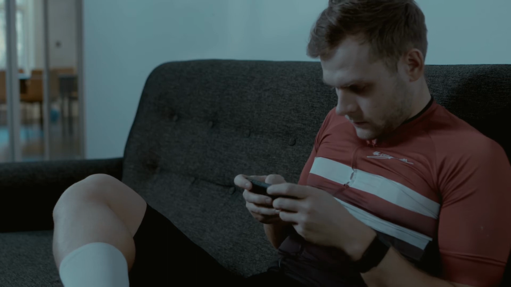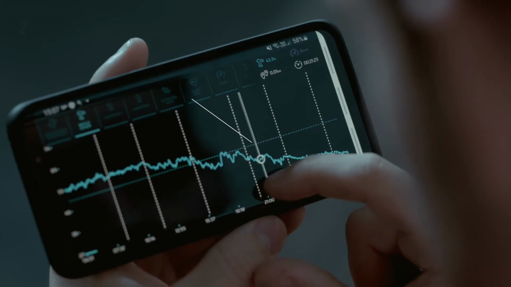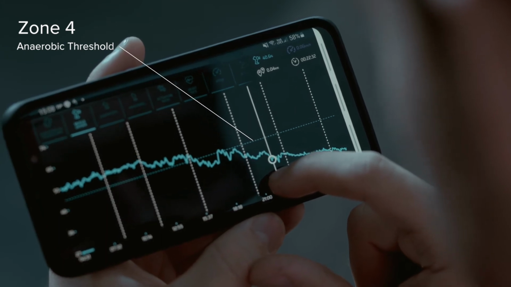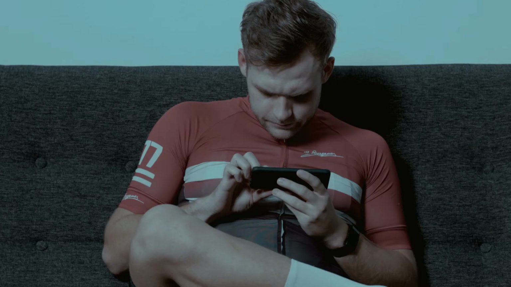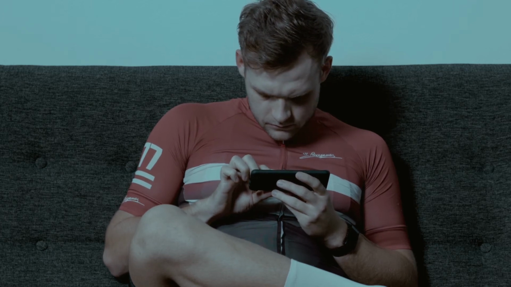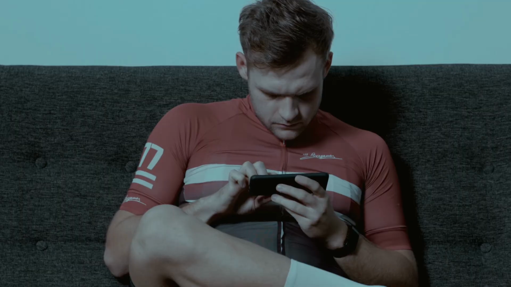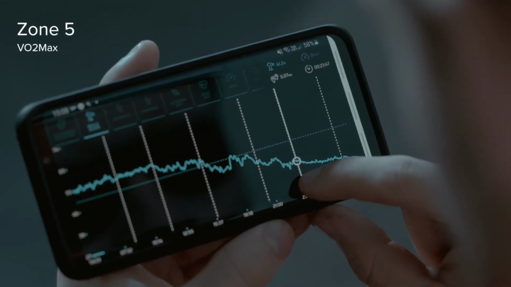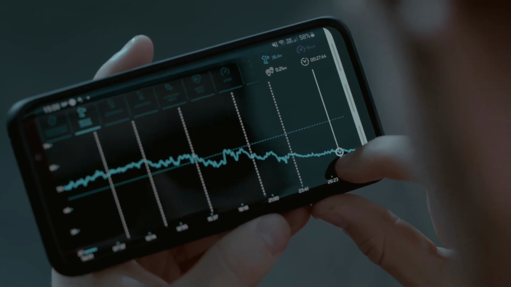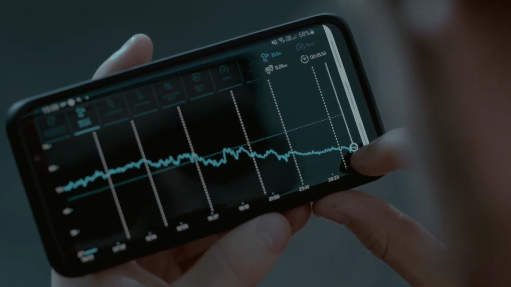When your muscle oxygen level no longer stabilizes during a step, but continues to drop, you have passed your muscle oxygen threshold. This marks the beginning of Zone 4. If you continue the test until exhaustion, your muscle oxygen level will usually start to fall to a minimum level and flatten. This is your Zone 5 or VO2 max level.